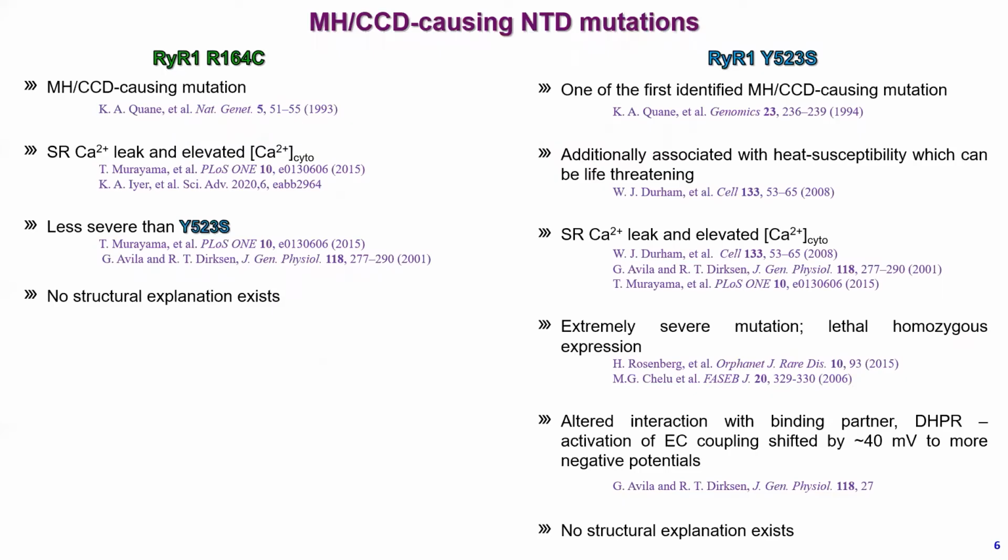A little bit of background on the two mutations. Both the R164C and the Y523S mutations are linked to malignant hyperthermia and central core disease, with the Y523S mutation being one of the first identified. Additionally, the Y523S mutation is also associated with heat susceptibility, which can be life-threatening. Both mutations cause a leak of calcium from the SR and elevated calcium in the cytoplasm. The R164C mutation is less severe than the Y523S, which is linked to lethal homozygous expression. The mice carrying these mutations do not survive beyond infancy.